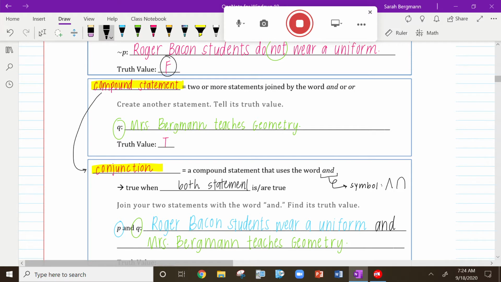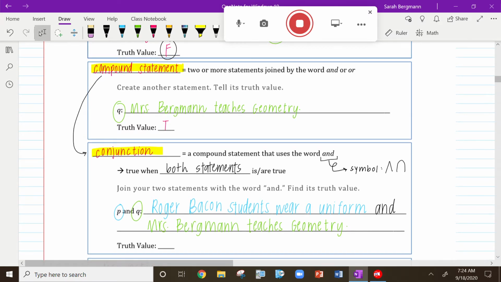What I want you to do is create a compound statement with the word and, so make it a conjunction, by using your two statements P and Q from above. So for example, mine would say, Roger Bacon students wear a uniform and Mrs. Bergman teaches geometry. Now let's think about this.